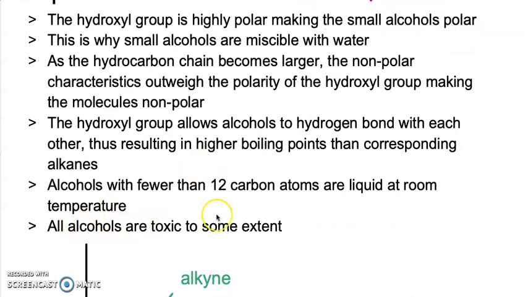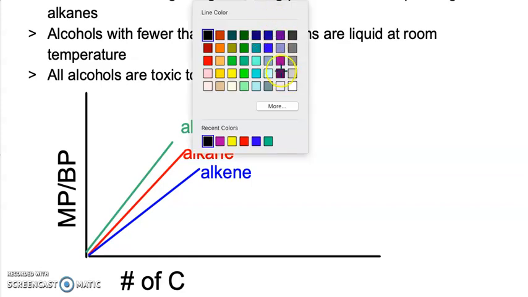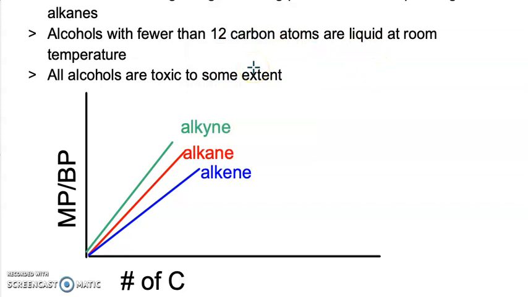Another property, alcohols are toxic to some extent, right? That is why many alcohols are not safe for human consumption, okay? So if we think about our melting point and boiling point trends, we've already figured out where alkynes, alkanes, and alkenes were. You are going to find, though, the alcohols look pretty different. The reason my alcohols look pretty different is intermolecular forces are a little bit different, right?